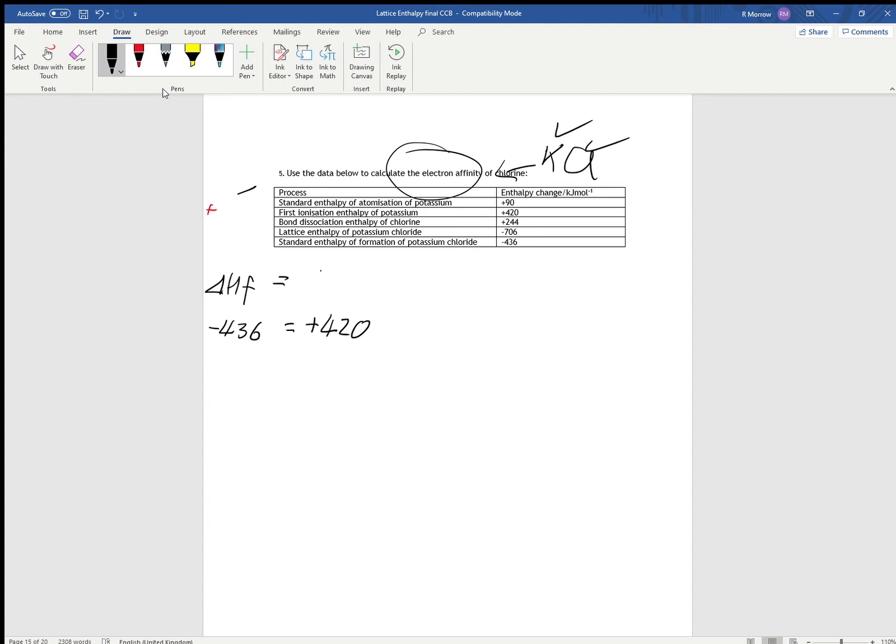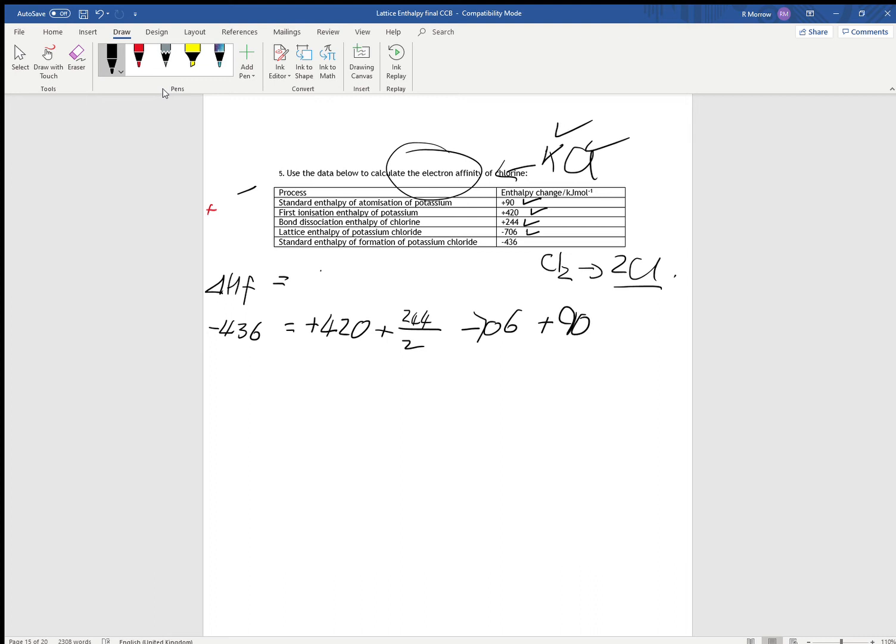Now we need to be careful there, because bond dissociation, remember, is breaking all the bonds in 1 mole of covalent molecules, which would give us 2 chlorines. So this has got to be plus 244 over 2 this time. It's only half that energy. We've got plus or minus 706. We'll just do minus 706 there. First ionization energy sorted. We missed out the standard enthalpy of atomization of potassium. That's 90. Put that in.